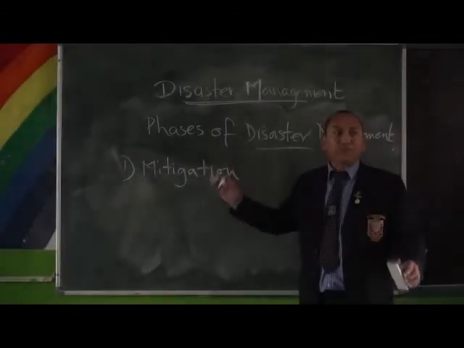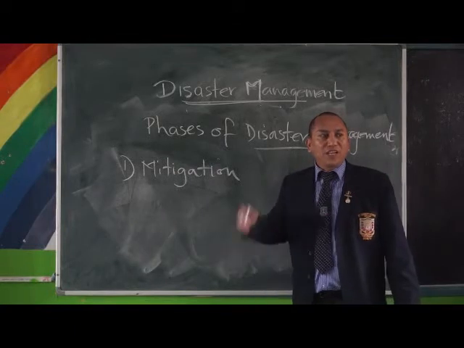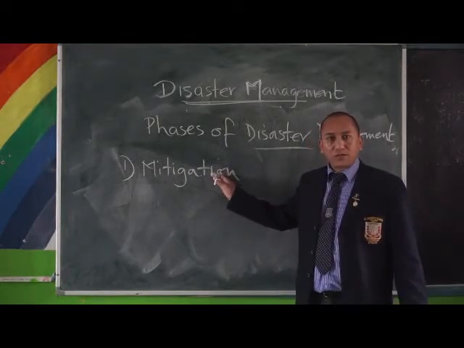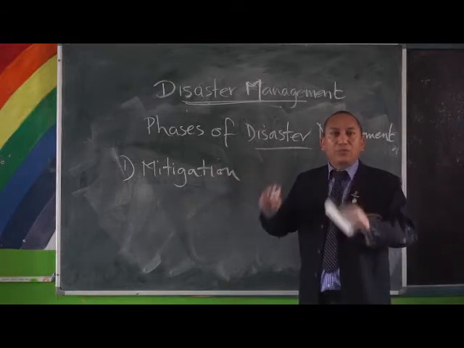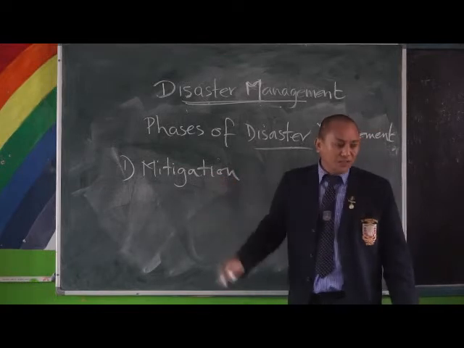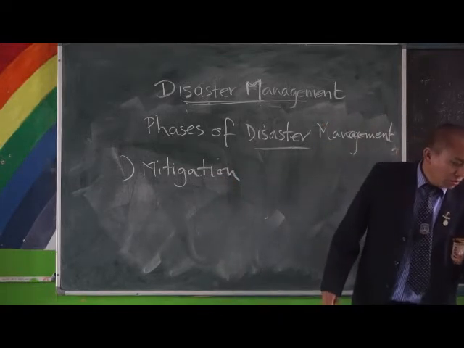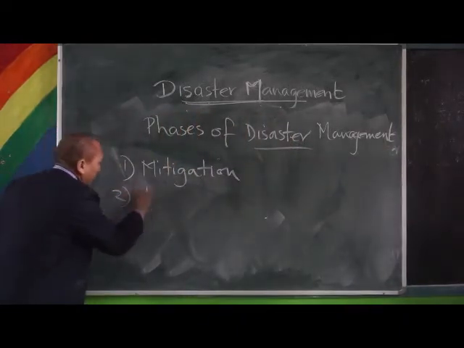So that if by chance the disaster takes place, then the damage can be minimized. Action of reducing the seriousness of the disaster. Point number 2 is preparedness.